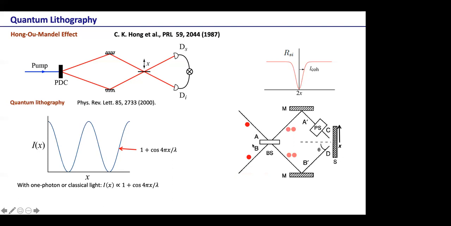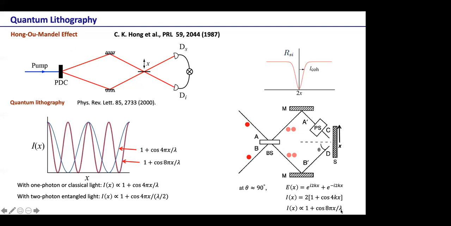But now let's say the same wavelength, same kind of photons, but you have two entangled photons in this Hong-Ou-Mandel type setup, coming in at a balanced position. That means both photons go this way or both go that way. Now if you use lithography with these entangled photons, the electric field goes like e to the i2kx plus e to the minus i2kx, and the pattern that you write is 1 plus cosine 8 pi x by lambda. So the point is, same wavelength.